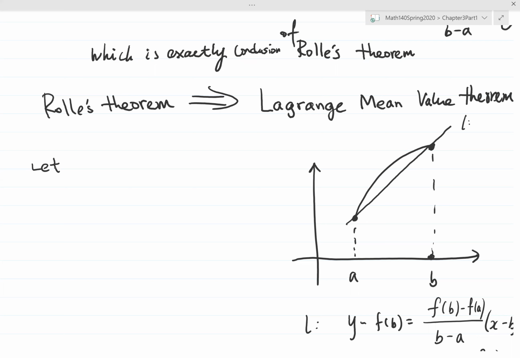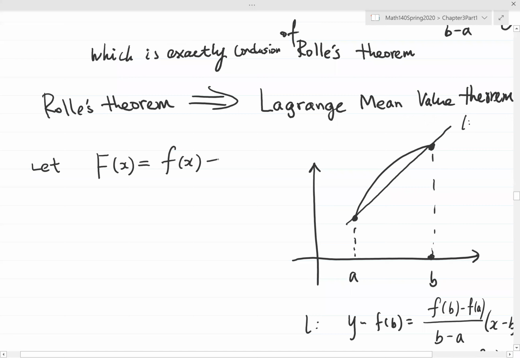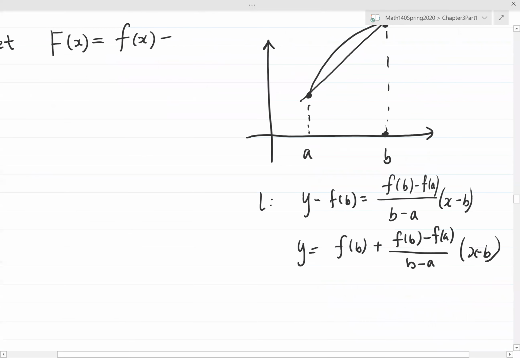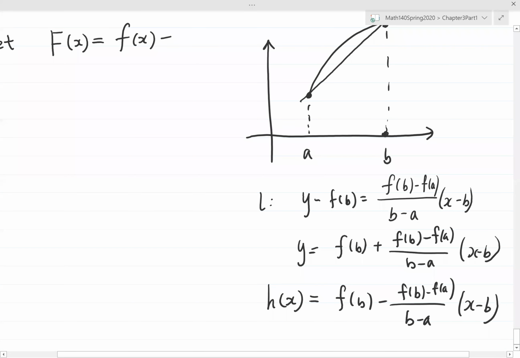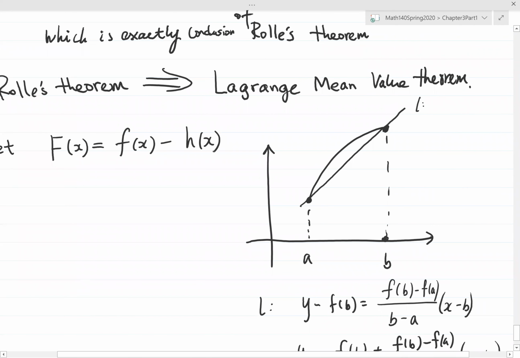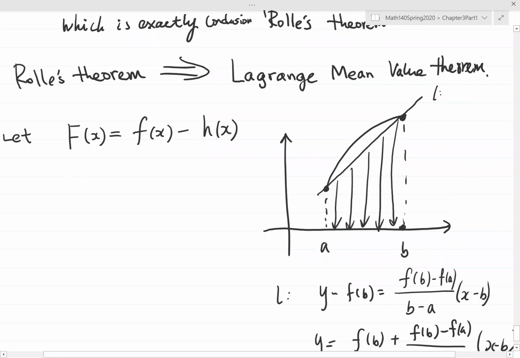Let's do this. Let capital F(x) be little f(x) minus this function. So we let the height function h(x) be f(b) plus (f(b) minus f(a)) over (b minus a) times (x minus b). This is the height function. We subtract the height function, and then F(b) is now equal to F(a). So we have checked F(b) equals F(a).